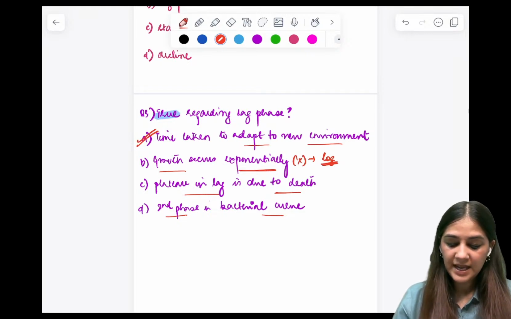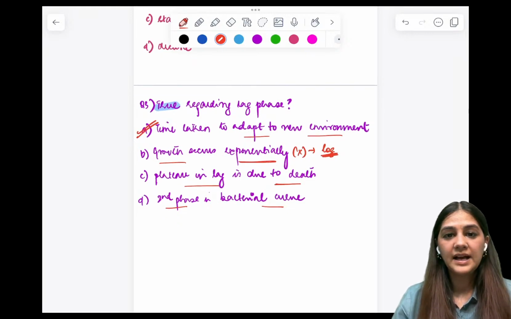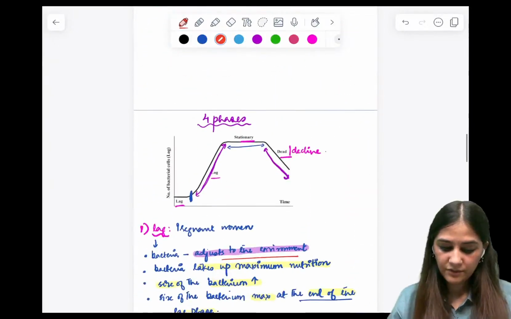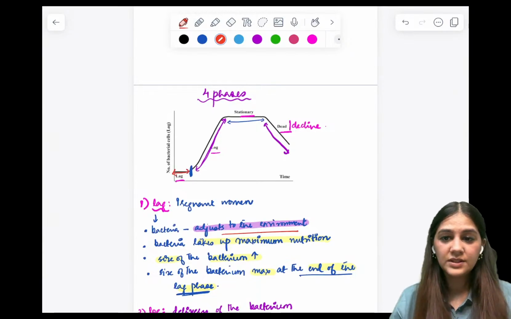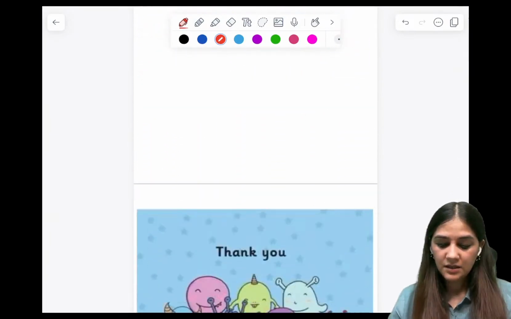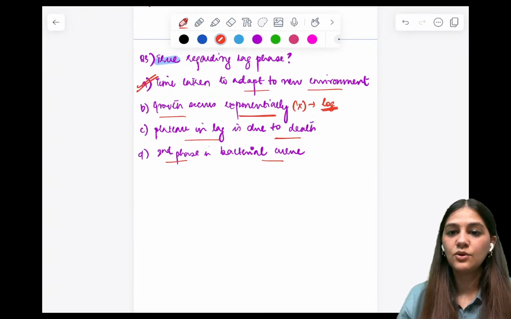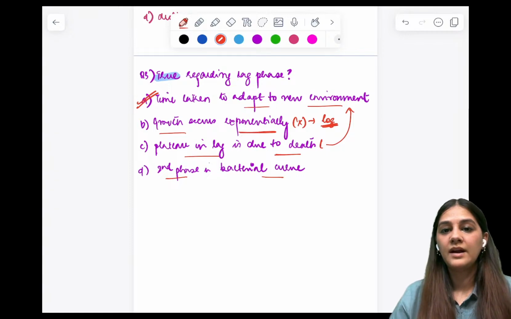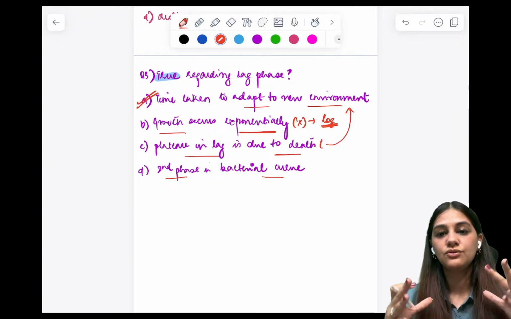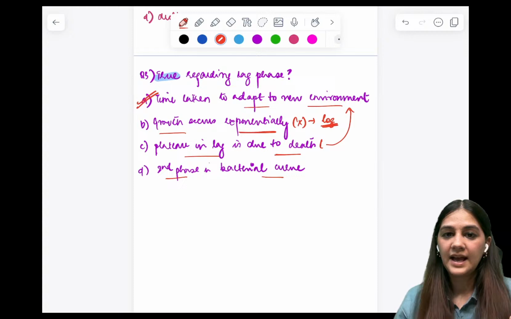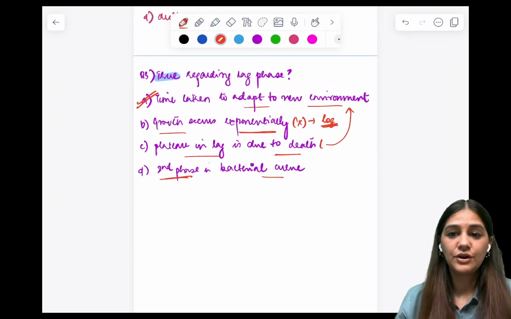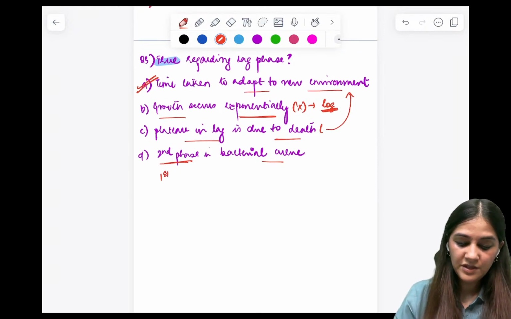Next is plateau in lag is due to death. Plateau in the lag is not due to death. That plateau that there is, let me go back to the growth curve. Maybe they're talking about this plateau. So this plateau is not because of the death. It's because it is getting adjusted to the environment and now taking nutrition. So that is why there is a plateau in the lag phase. It is not because of the death, right? And it is the second phase in the bacterial curve. No, it's not the second phase. It is the first phase.